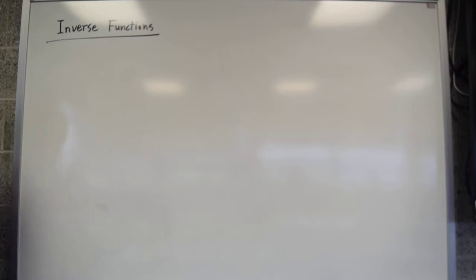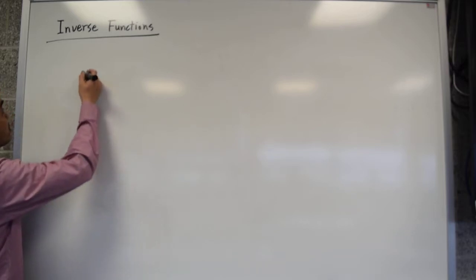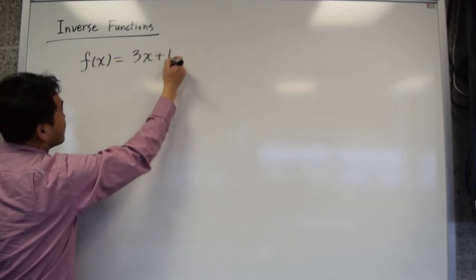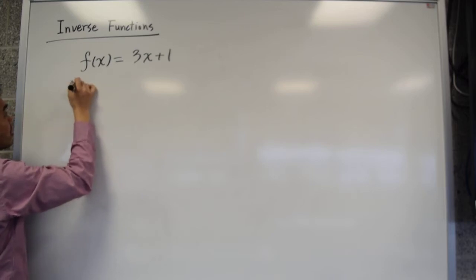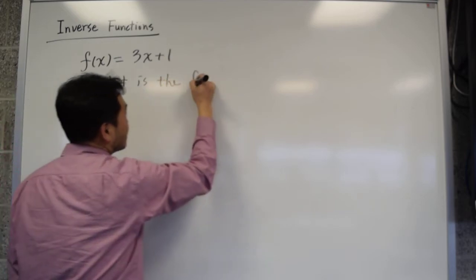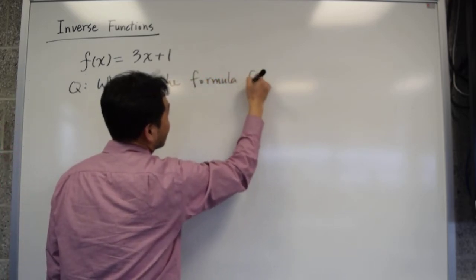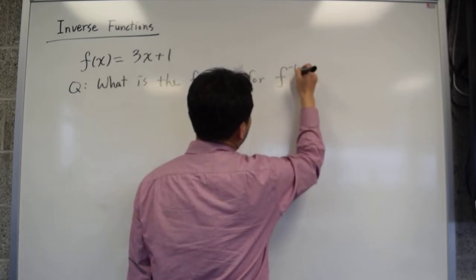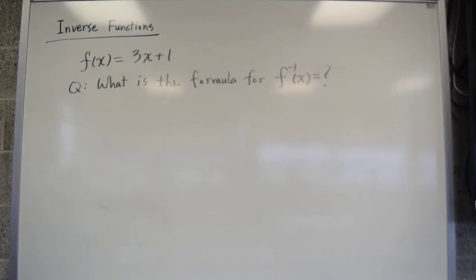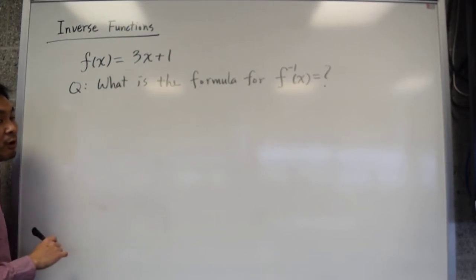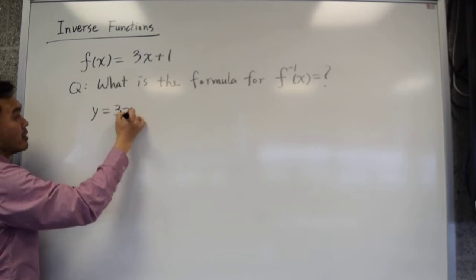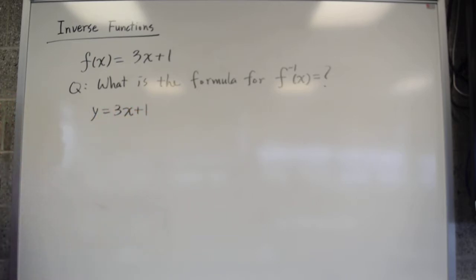So let's quickly move on to finding the inverse function. Suppose your function f of x is 3x plus 1. And the question is, what is the formula for f inverse of x? Well, the way you solve this is by first introducing the y output as y, and x is the input.